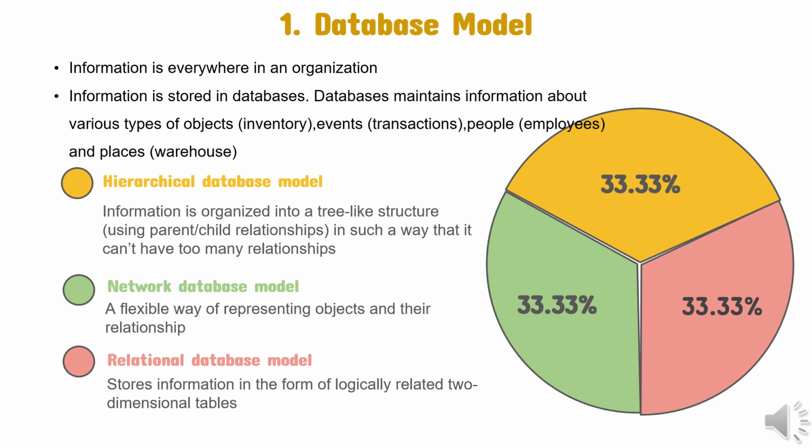The database model includes three things. The first one is the hierarchical database model. Information is organized into a tree-like structure, using parent or child relationships, in such a way that it can't have too many relationships. The second one is the network database model, a flexible way of representing objects and their relationships. And the third one is the relational database model, which stores information in the form of logically related two-dimensional tables.